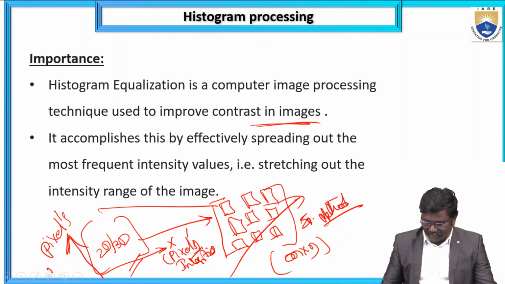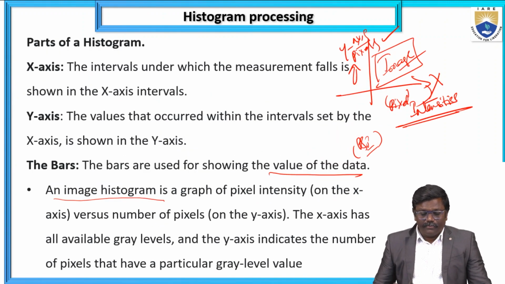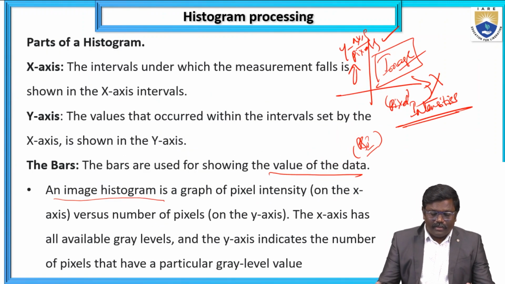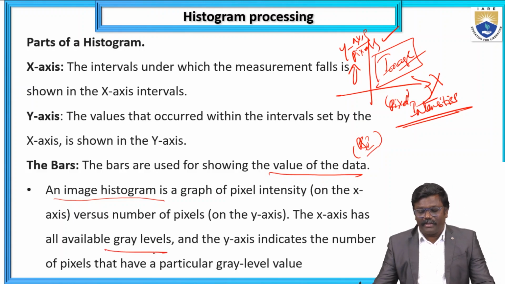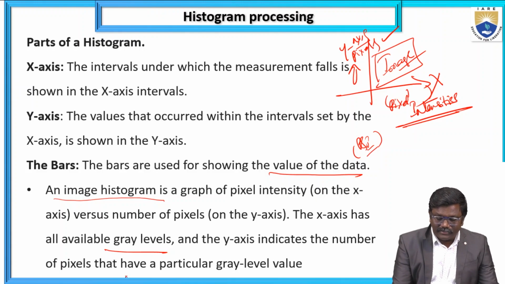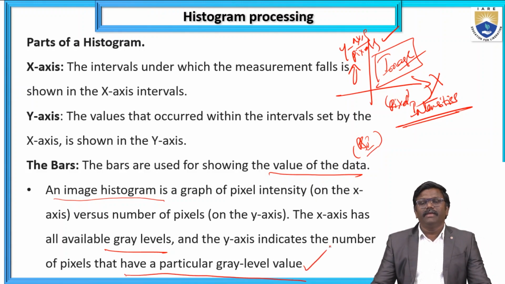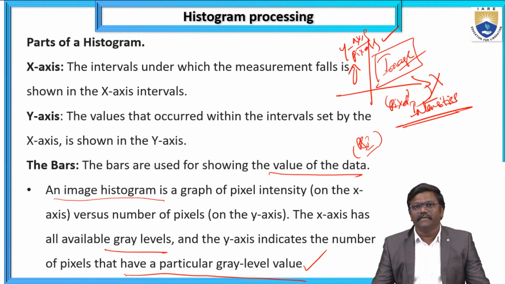Here is pixel intensity. Once you understand that, we keep on looking at the gray level variations, which indicate the number of pixels that have a particular gray level. When the gray level values change, they vary in an image and are concentrated as parts of a histogram.